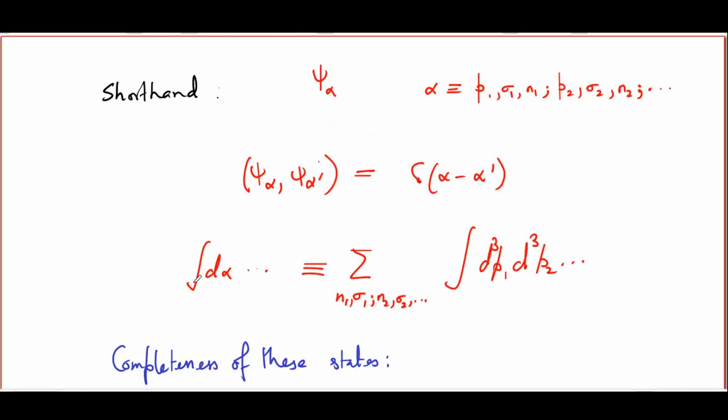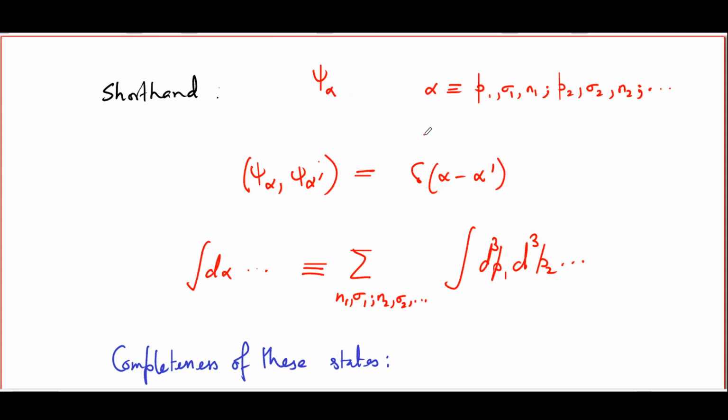Now, these multi-particle non-interacting states are so very important for us that we will need to refer to them over and over again, which is why instead of this rather cumbersome set of labels P1 sigma 1 N1, P2 sigma 2 N2 and so on, we use a shorthand notation, which is just to use the Greek letter alpha to stand for all these labels at the same time. So psi alpha essentially is a shorthand notation for psi P1 sigma 1 N1, P2 sigma 2 N2, P3 sigma 3 N3 and so on.